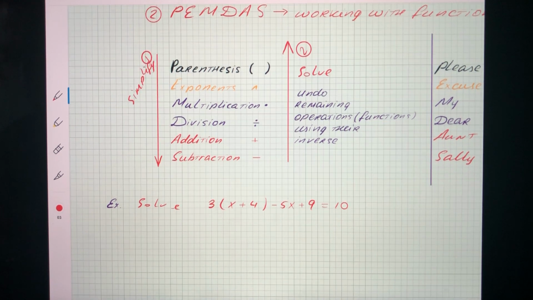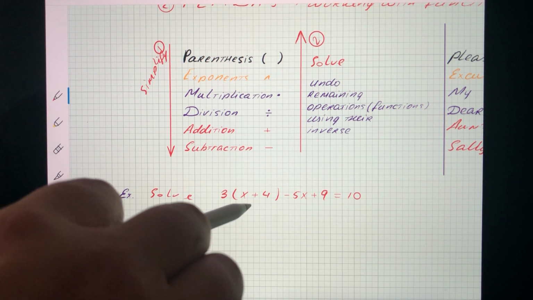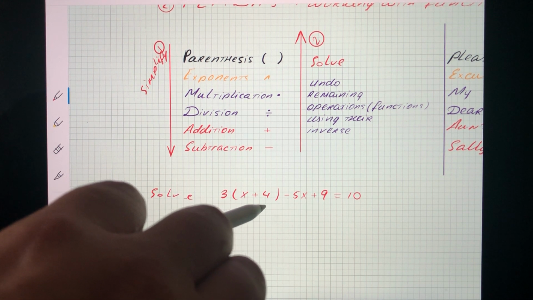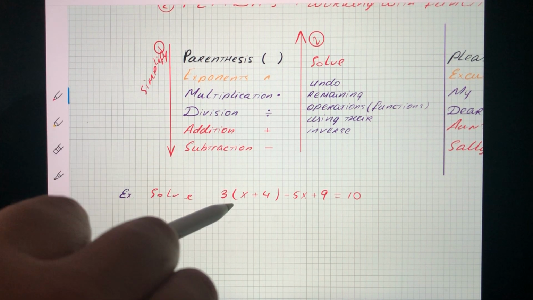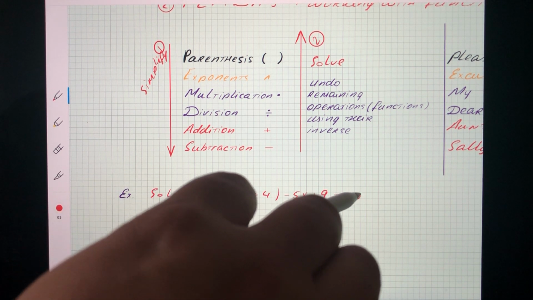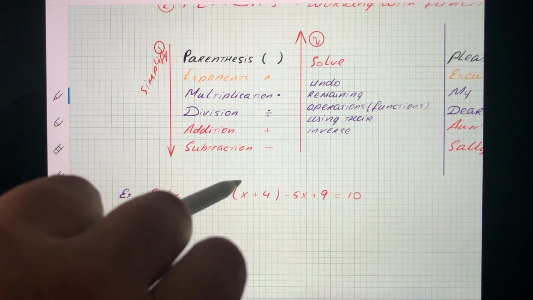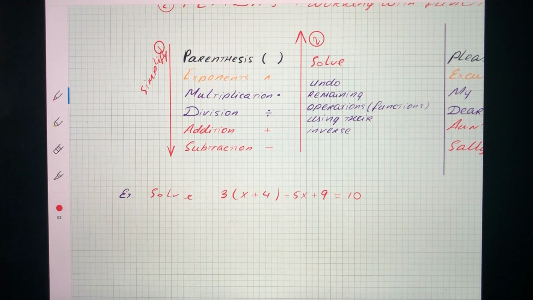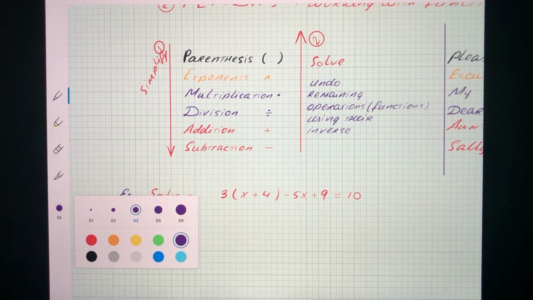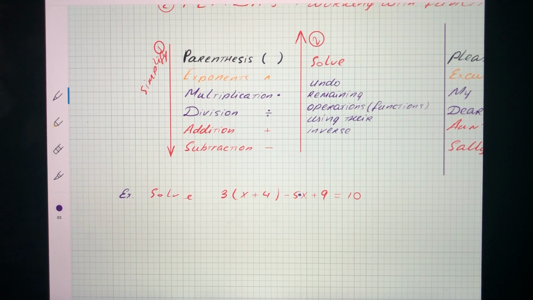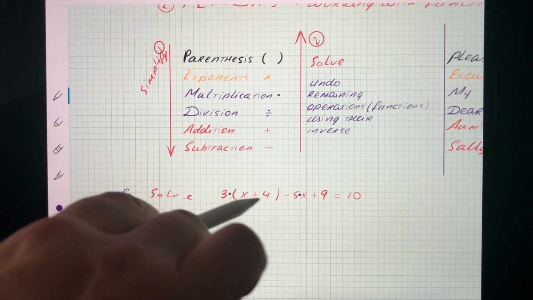So step one is parentheses. Inside the parentheses, there is nothing that we can do, so we move on to the next. Exponents. There are no little powers above the numbers or letters, so we don't have any of those. Multiplication. Multiplication is between letters and numbers, so here we have multiplication between 5 and x. We also have multiplication between numbers and parentheses, which is between 3 and x plus 4.